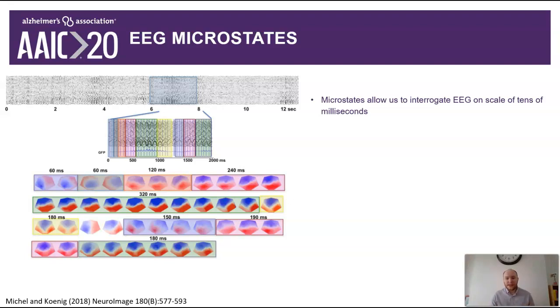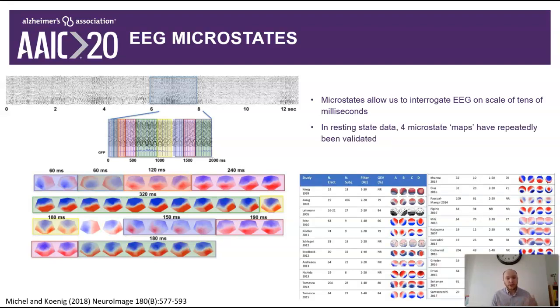And what we find in resting state data is that the topography, the shape of the electric field, stays stable, it stays the same for tens to hundreds of milliseconds before rapidly transitioning to a different shaped electric field. Particularly in resting state data, we find that 4 maps repeatedly appear, and these can explain a large amount of variance in the data. And these have been widely validated in many different studies. They've also been mapped to different cognitive domains and different resting state networks of the brain.